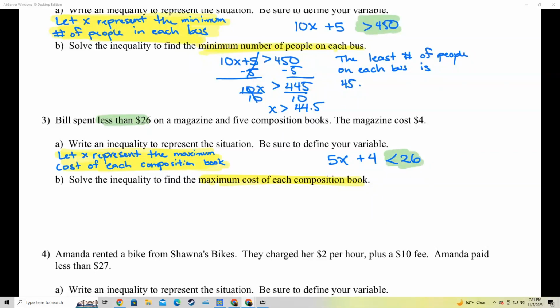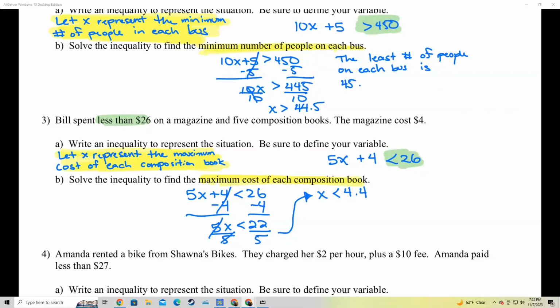Now that I have that set up, let's go ahead and solve it. I got 5x plus 4 is less than 26. I'm going to subtract 4 from each side. I get 5x is less than 22. Divide both sides by 5. Now you can do long division on that. I'm not going to, I've done this problem a few times today. So it's going to be x is less than 4.4.